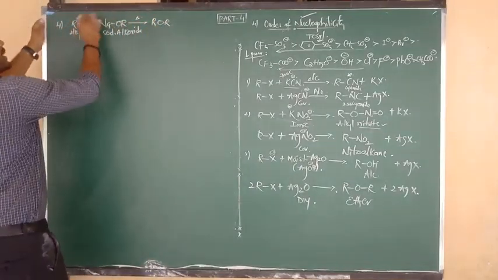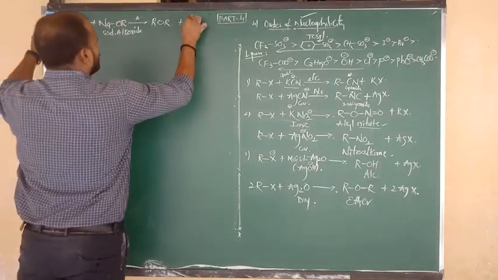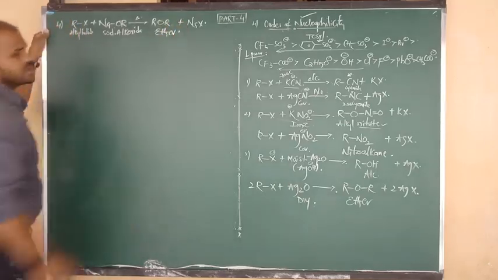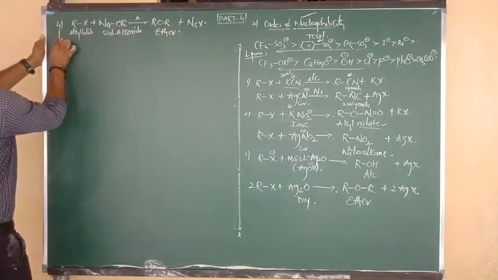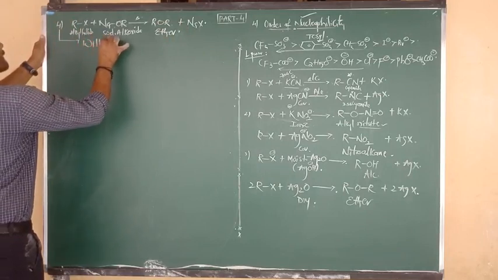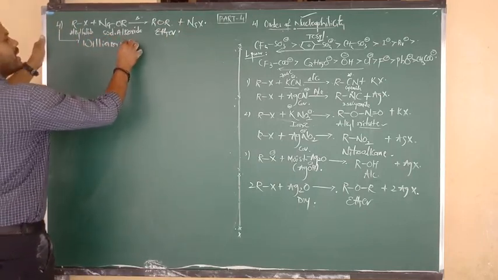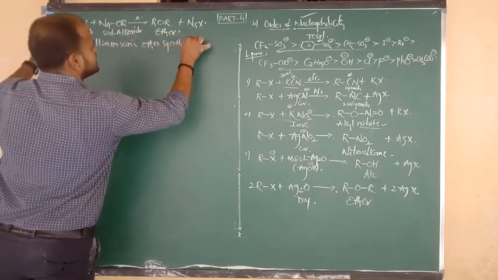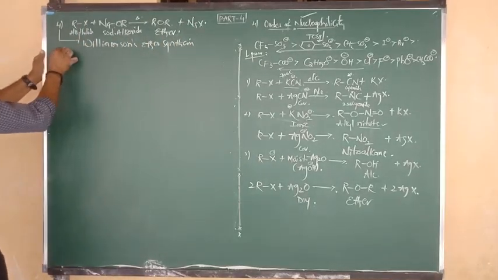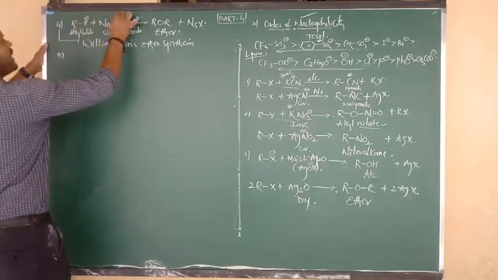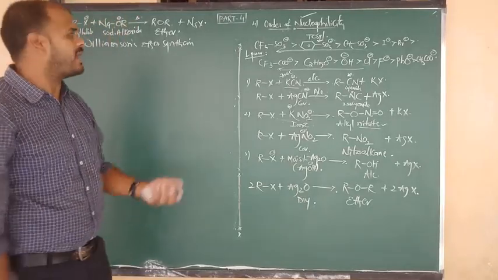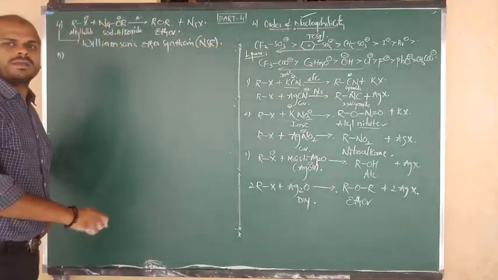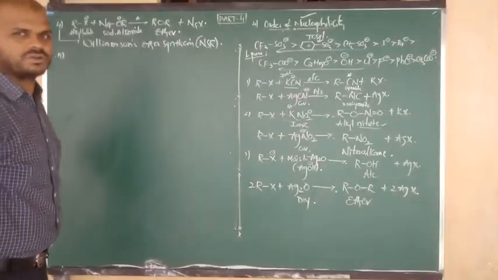ROR. So what is removed? Na plus combines with X minus and is removed in the form of NaX. So what is the product here? You are getting ether. And you know very well this reaction is known as Williamson's ether synthesis. This is your reaction. Good. So here what happened? X minus is replaced by OR minus, one nucleophile replaced by another nucleophile, which means Williamson's ether synthesis follows the nucleophilic substitution mechanism.